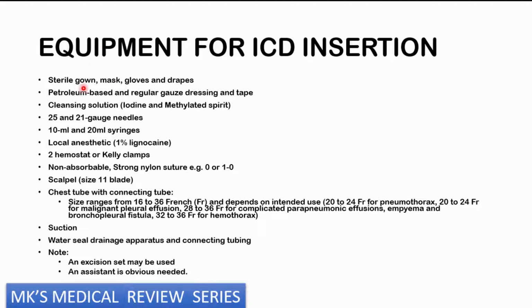You need sterile gowns, you need a mask, you need gloves, you need drapes. You also need petroleum-based and regular gauze dressing and some adhesive tape. You also need a cleansing solution, so povidone iodine and methylated spirit. You need 25 and 21G needles. You need a 10 mL as well as a 20 mL syringe. You also need local anesthetic. We can use 1% lignocaine. If you do not have this, you can actually use 2% lignocaine, but make sure you dilute it.